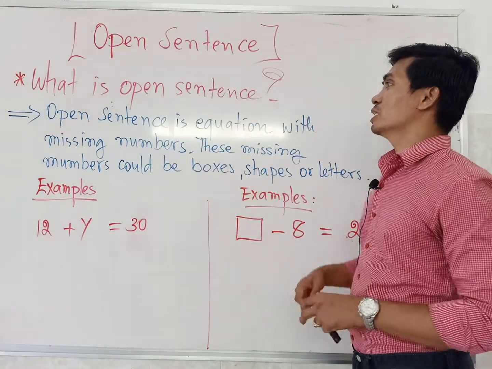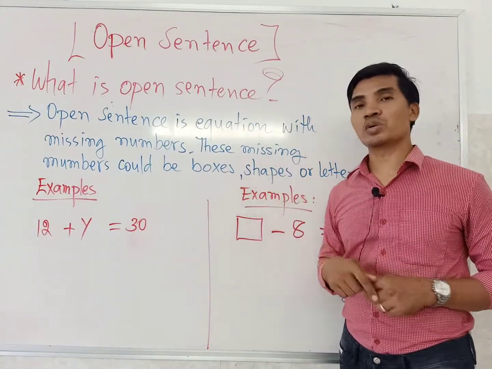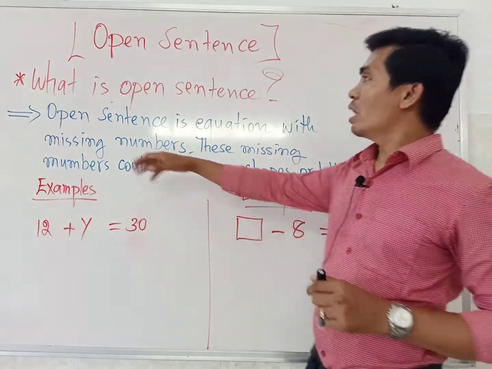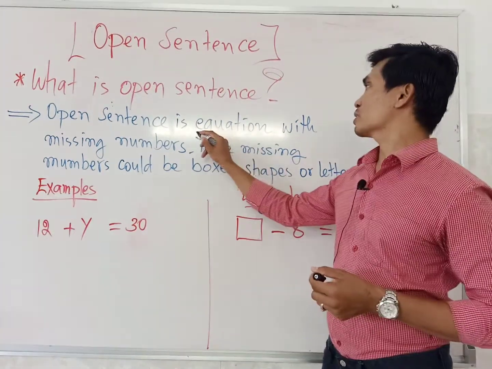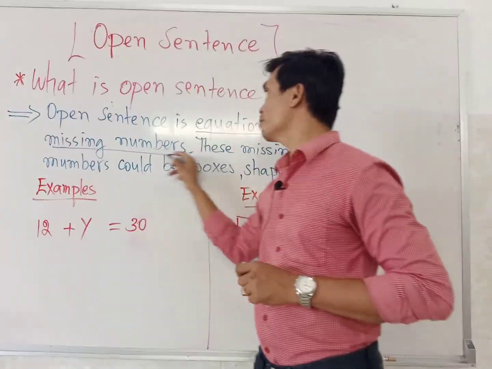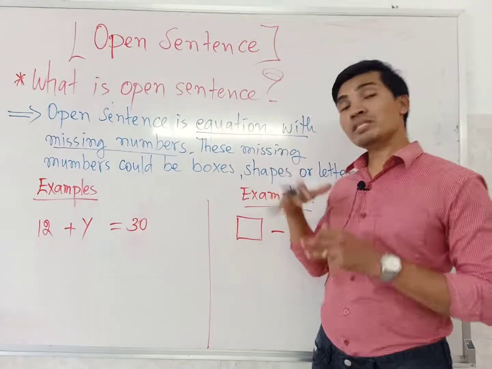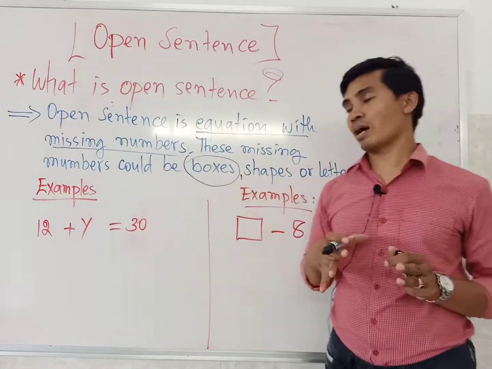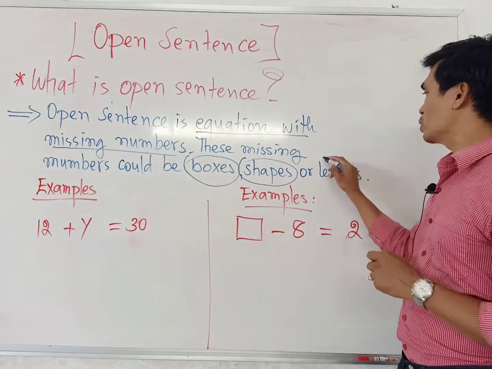Here we have open sentence, and the question is, what is an open sentence? So just read with me. An open sentence is a quotient with missing numbers. These missing numbers could be boxes, could be shapes, and could be letters.